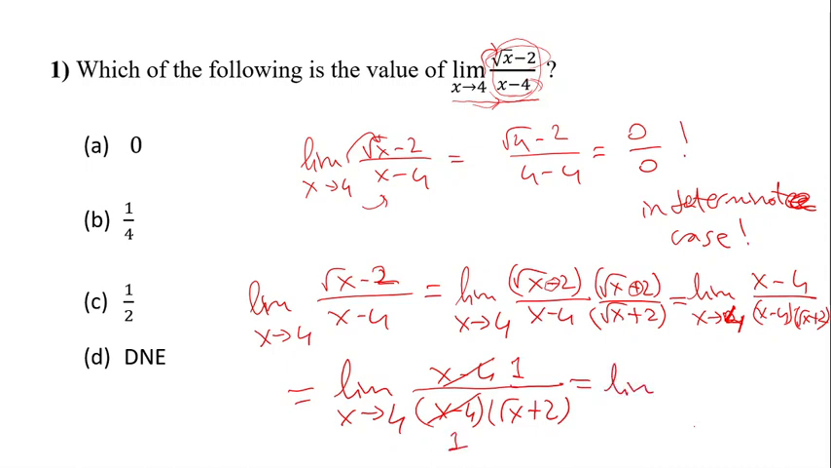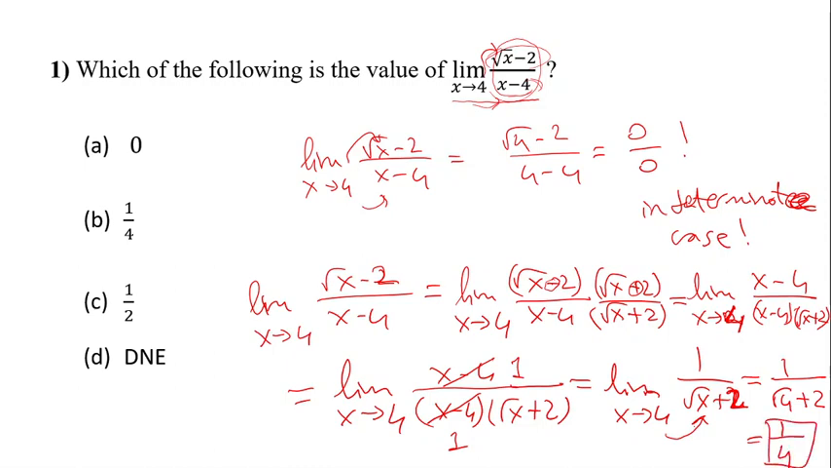Then we end up with the limit of 1 over square root of x plus 2 as x goes to 4. And here we can now put 4 inside, and it will make no problem. So we'll have our limit as 1 over 4.